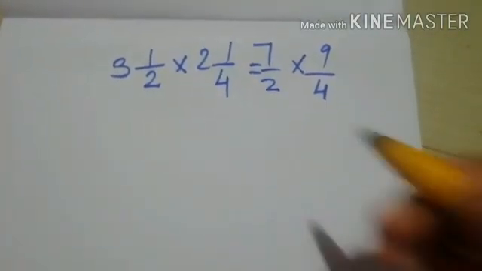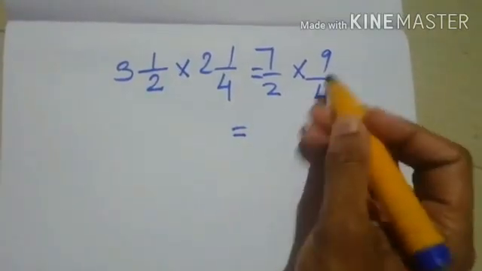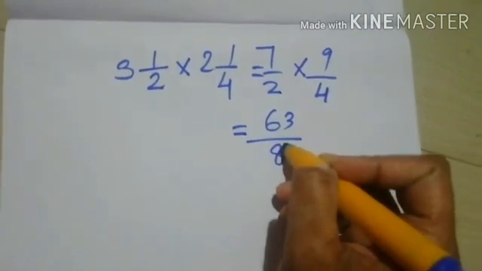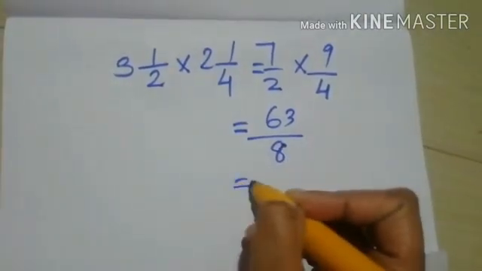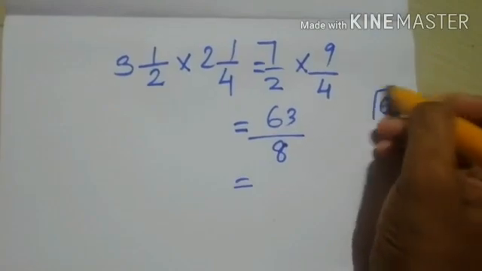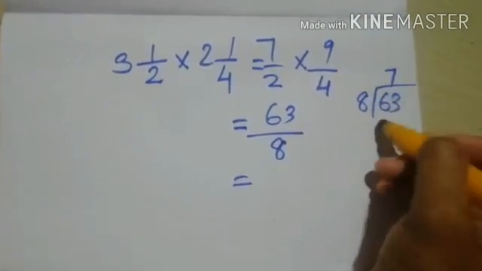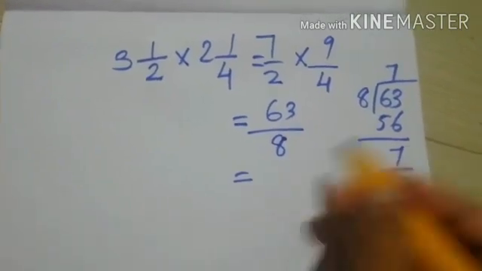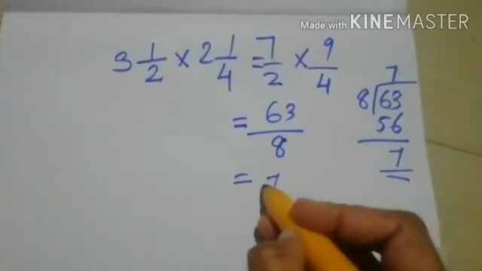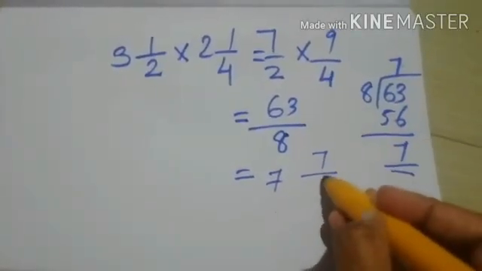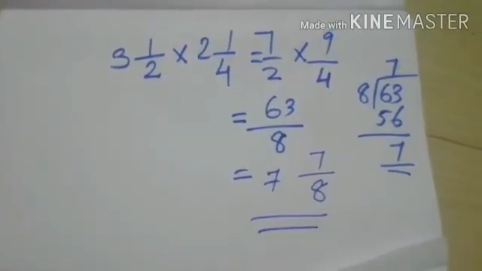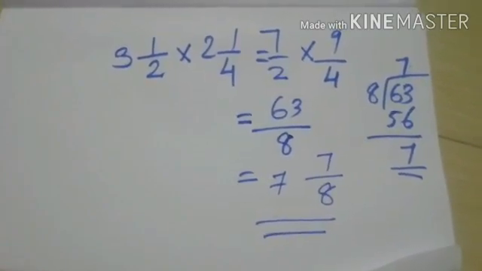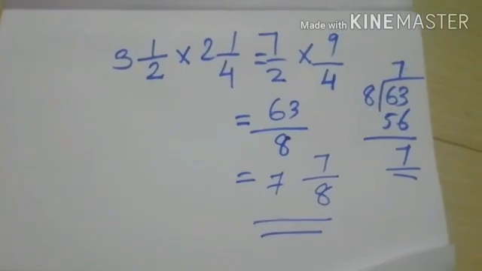You all know about fraction multiplication. 9 sevens are 63, 4 twos are 8. Here we can convert this into mixed fraction by 63 divided by 8. 7 eights are 56. The remainder is 7. So the answer part should be here and 8 in the denominator part. This is the way how we convert fraction into mixed fraction. Okay.